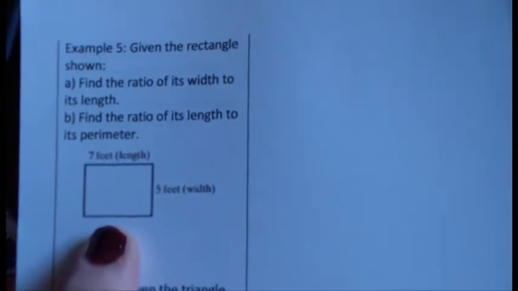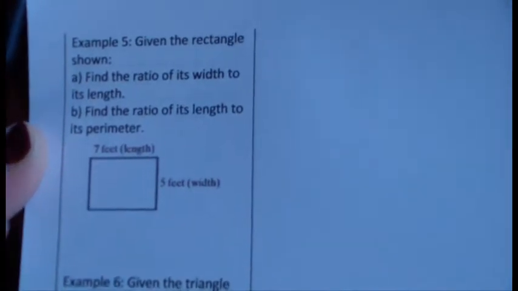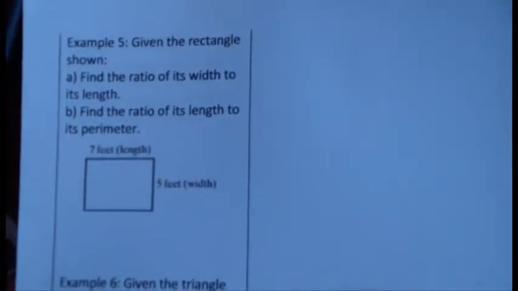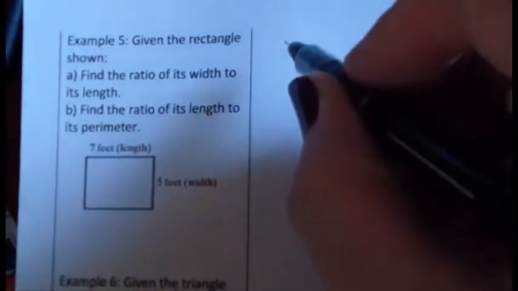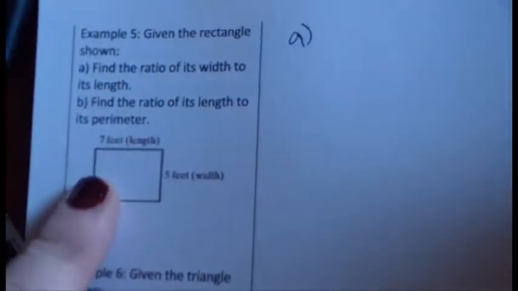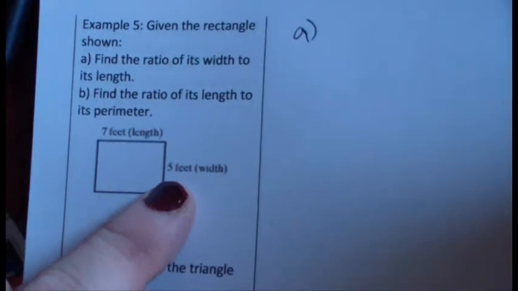Alright, example 5. Given the rectangle shown, right here, find the ratio of its width to its length, and then part B says to find the ratio of its length to its perimeter. So part A is easy enough. We know from our figure that, let's see, width to length.